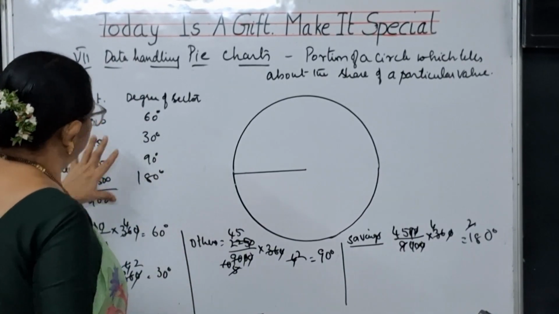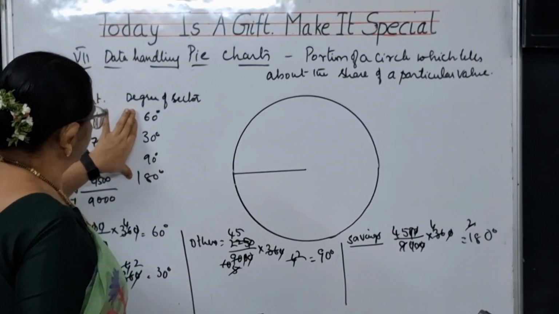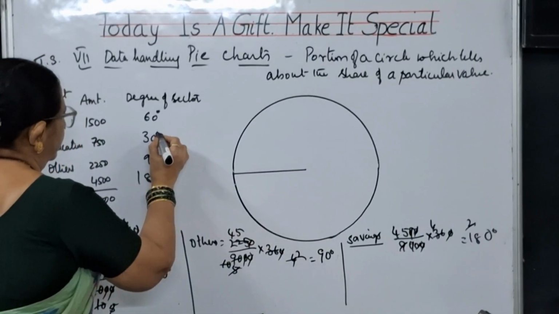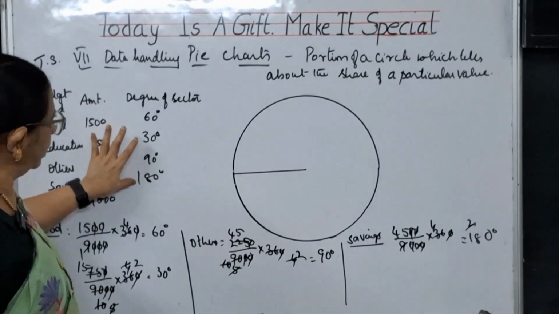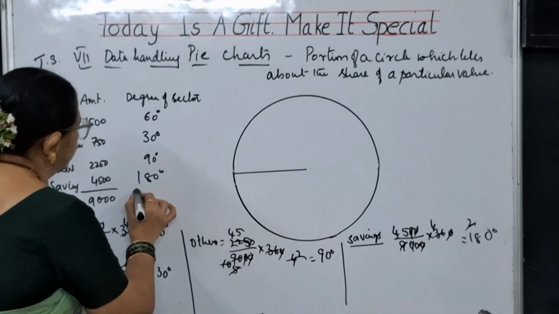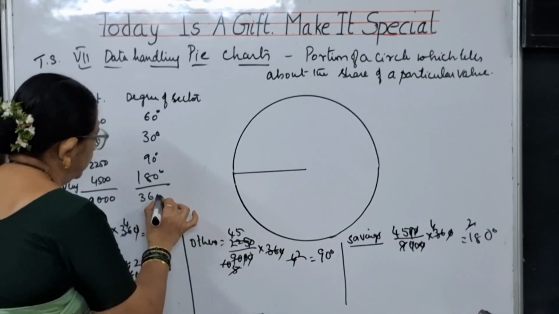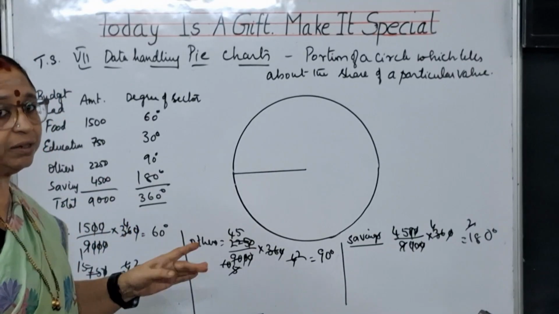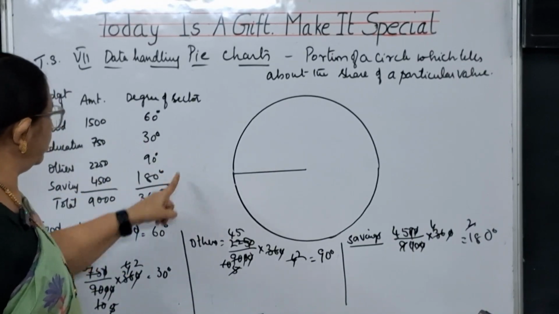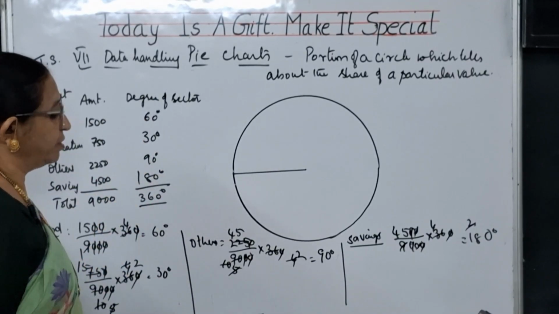So actually children, if you add all these degrees, you will be getting 360. You can see 60 plus 30 is 90, 90 plus 90 is 180, 180 plus 180, 360 degrees. So the total you have to get 360 degrees. If you didn't get 360 degrees, means you have done some kind of mistake here.